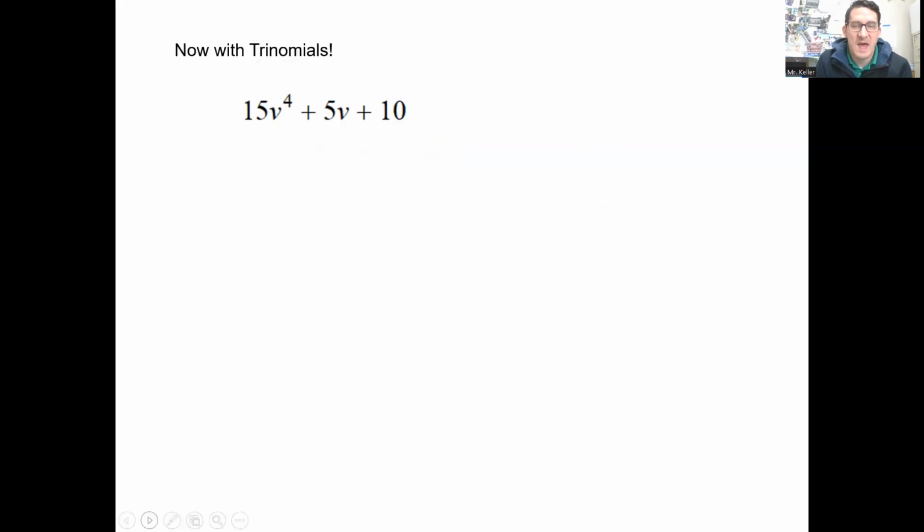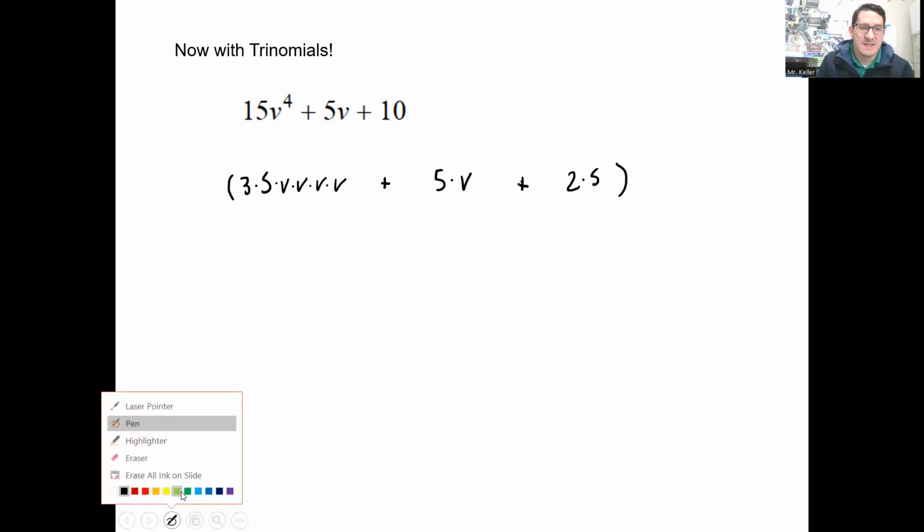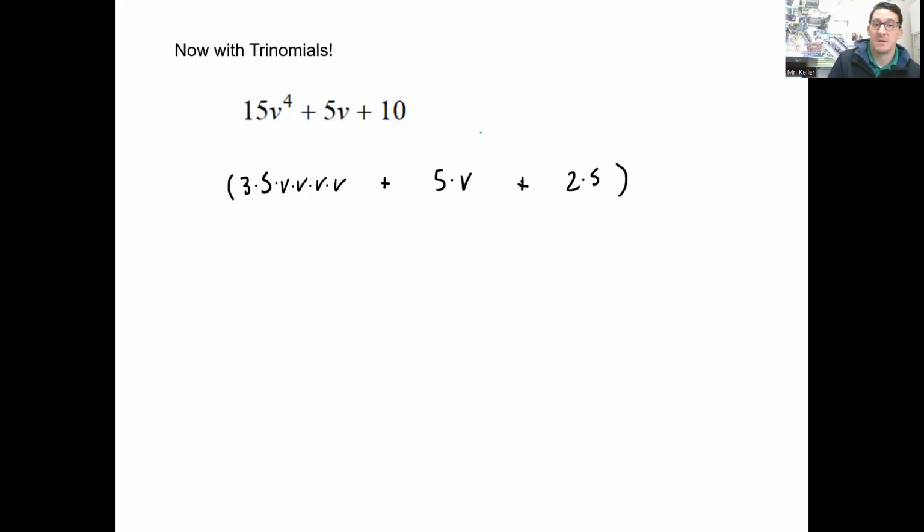Let's move ahead to trinomials. So with the trinomials, we have to do the same thing that we just did, but with everything. Because these are kind of easy, 15 is 3 times 5. I'll go ahead and expand the b's. Plus 5 is just 5 times b. And then 10 is 2 times 5. So now all three things have to have the common factor.